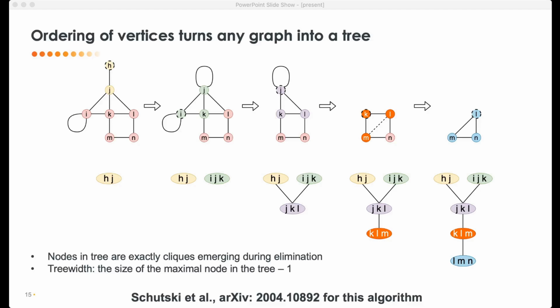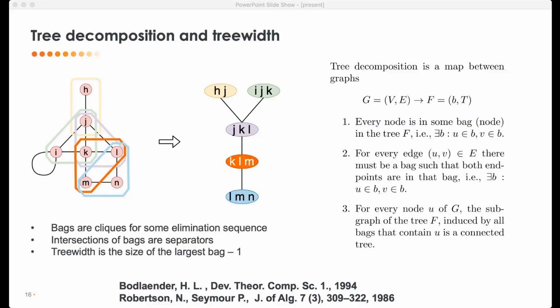The resulting map of a graph into a tree is called a tree decomposition of this graph, and the number of elements in the maximal node of the tree minus 1 is called tree width. Tree width measures the similarity of the graph with a tree. For example, tree width of trees is 1. A more formal definition of tree decomposition is as follows.